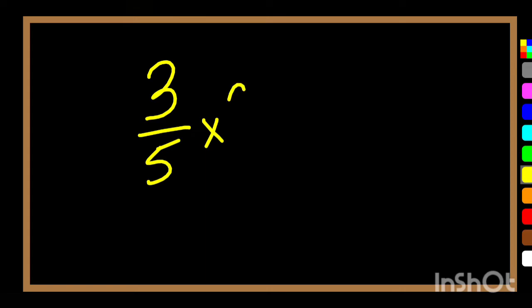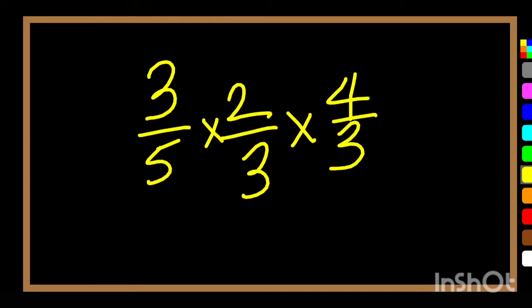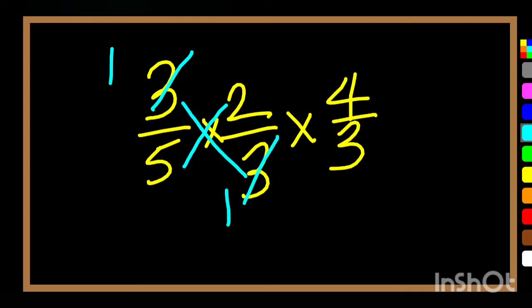Suppose I am taking more than two fractions. Suppose the first one is 3 by 5, the second one is 2 by 3, and the third one is 4 by 3. As I said, first we will cross multiply everyone. First we will check these two numbers. Here you can see 2 and 5 cannot be reduced, but 3 and 3 can be reduced by 3 itself. So after reducing we are getting 1.